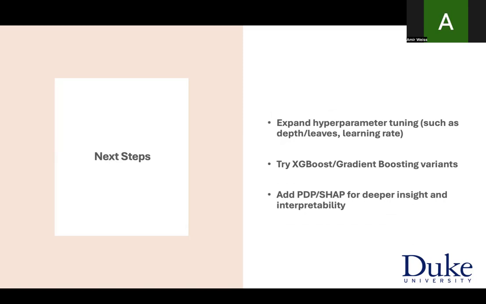Now, what would I do for the next steps? With more time given here, I would explore tuning the random forest, or maybe try XGBoost or gradient boosting with a bounded grid. And also, I will add partial dependence or SHAP for deeper explanations, as interpretability can be valuable here for our end users and customers.